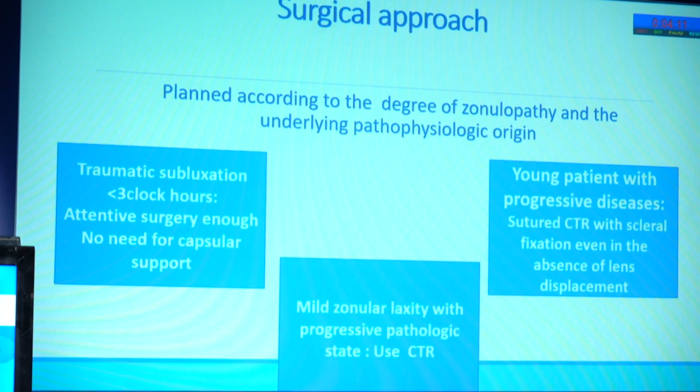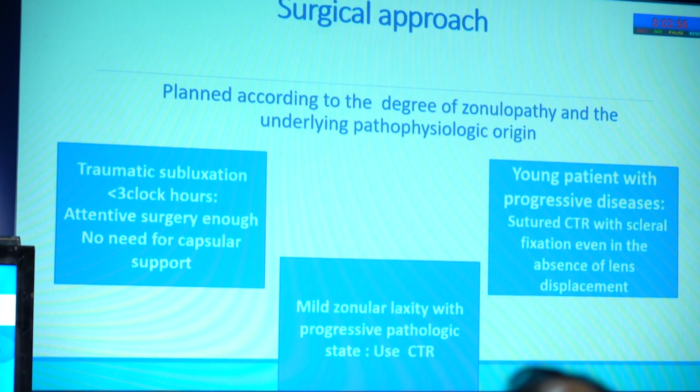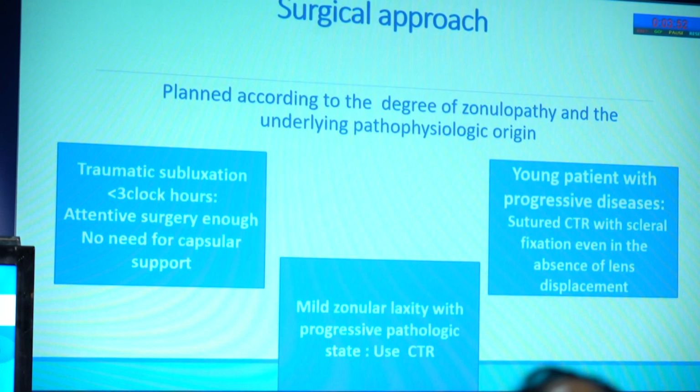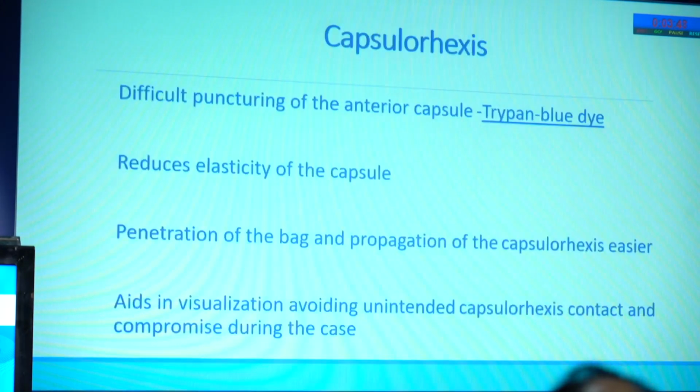So for the surgical approach, if it is a traumatic subluxation of less than 3 clock hours, routine surgery is required. There is no need for any capsular support. If there is mild zonular laxity with a progressive pathological state, sometimes with uveitis going on, use a CTR. And if it's a young patient with progressive disease, use a sutured CTR with scleral fixation, even if the lens is not displaced. So capsulorhexis, how do we go about it?